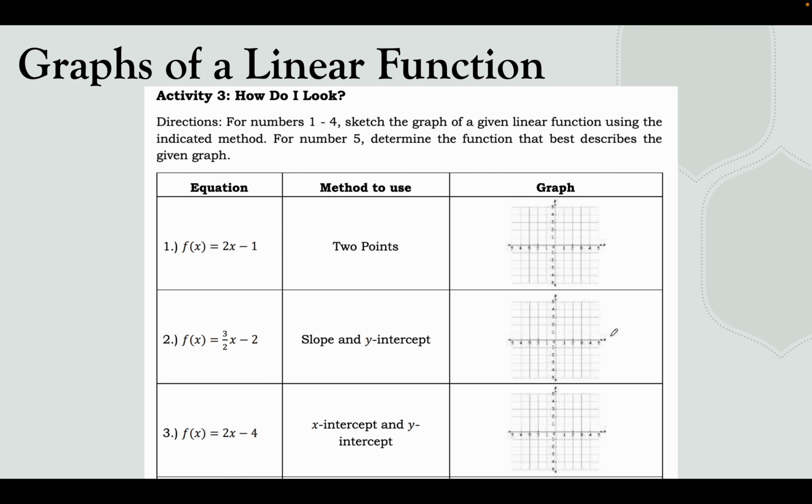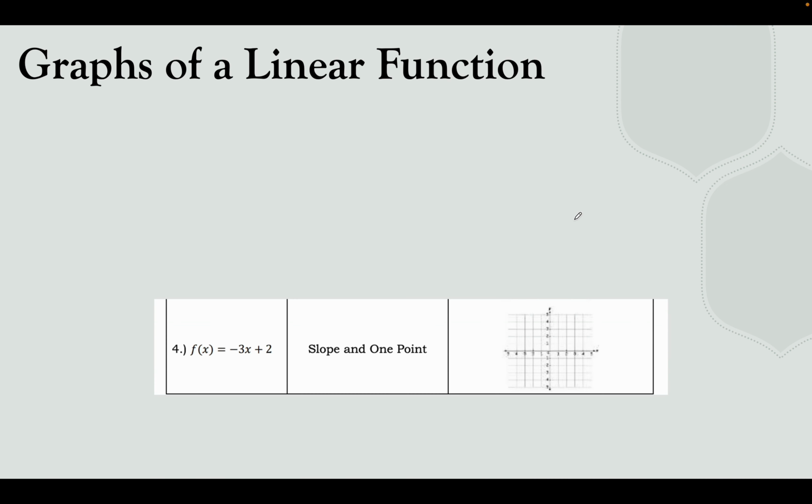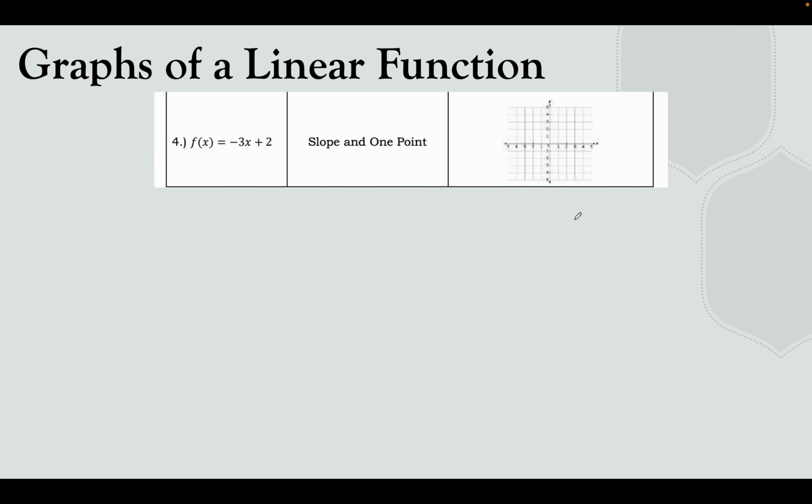Now, for your activity, you need to answer, how do I look? For numbers 1 to 4, you need to sketch the graph of the given linear function using the indicated method. So we have here the given equations, 1, 2, 3. The 4 is in the next slide. Methods to use. Number 1, you will use 2 points. Number 2, slope and y-intercept. And number 3, x-intercept and y-intercept. And your 4 is f of x is equals to negative 3x plus 2. We need to use the method slope and 1 point.